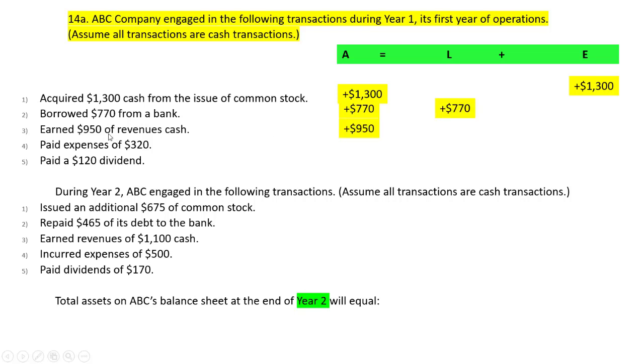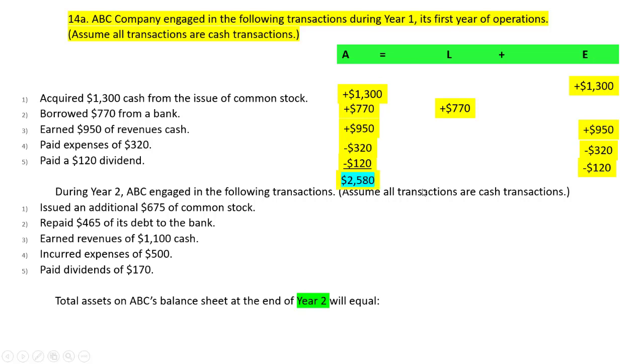We earned $950 of revenues, so that'll increase cash, an asset, by $950. Also under equity, it increases that by $950. Paid expenses for $320, so we'll subtract $320 out of cash, which is an asset, and it also lowers equity. And then we paid a dividend for $120. That reduces the asset cash by $120, and also equity by $120.